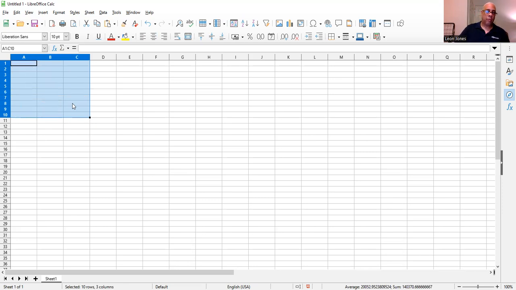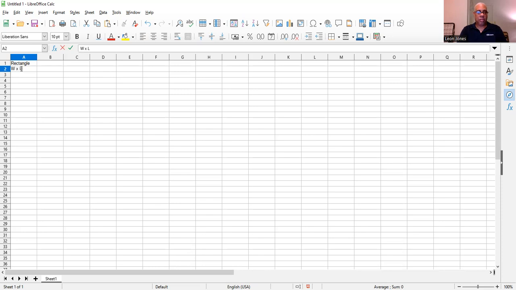Now, I'm going to do the same thing for a rectangle or a square. So you have a rectangle. A rectangle is very simple. A rectangle is width times length. So I have a width of 8 feet, and I have a length of 32 feet.